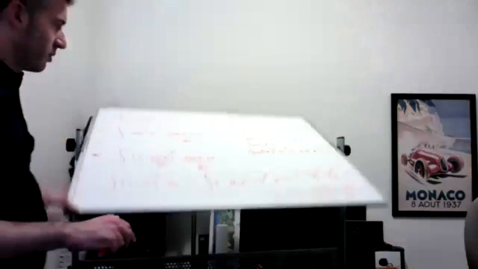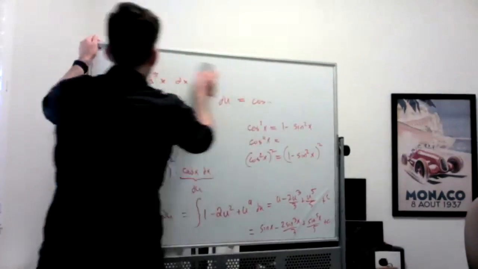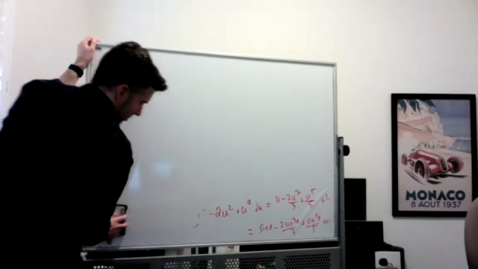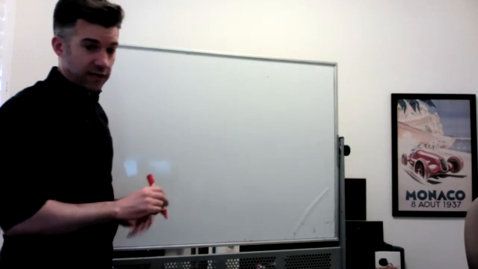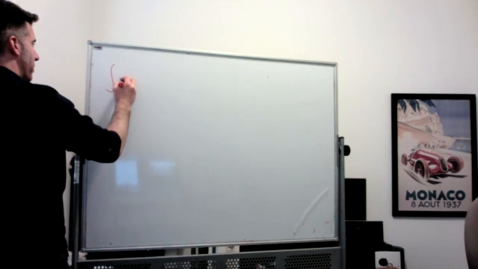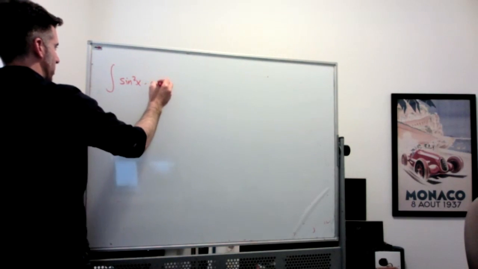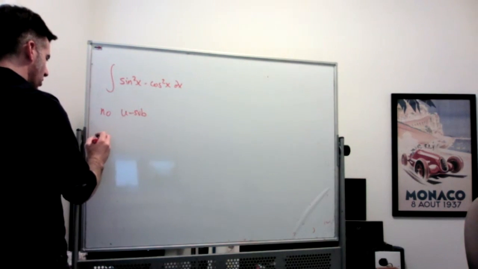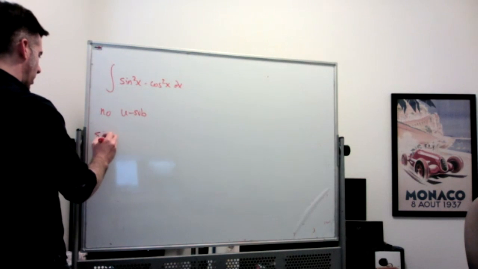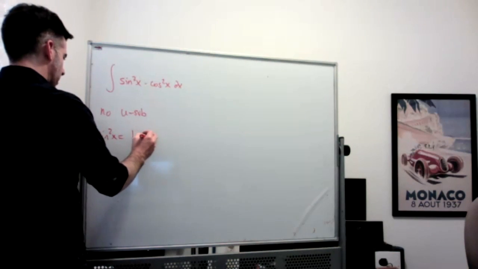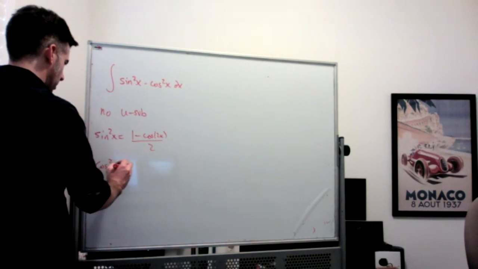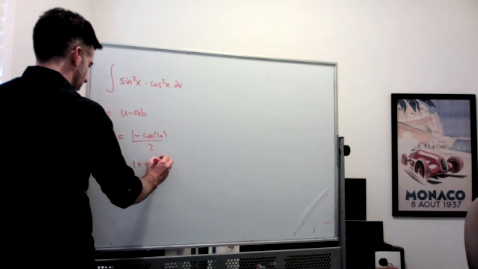There's two situations where it does not work. The only time it doesn't work is if you have sine and cosine both to an even power. So if you have the integral of sine squared x times cosine squared x, no u sub here. You have to do the trig identity where sine squared x equals 1 minus cosine of 2x over 2, and cosine squared x equals 1 plus cosine of 2x over 2.